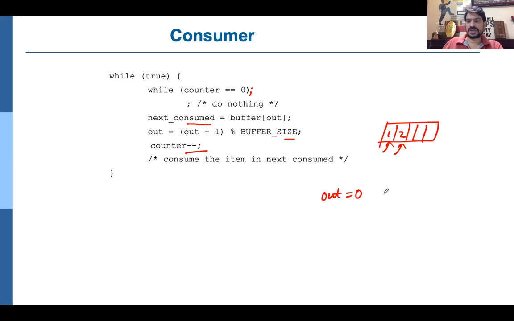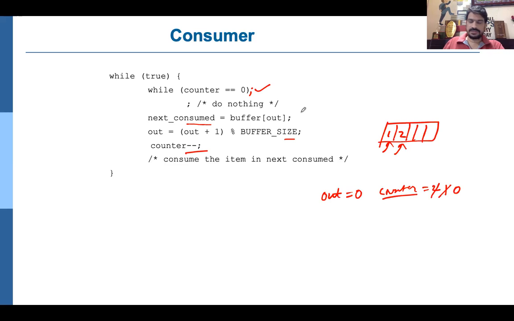Once the counter, here what we have, the counter value is 2. Once it does one consumption, it will be 1. It will do another consumption, it will be 0. Once the counter value is 0, it cannot do anything, and it will go into an infinite loop. So this is how a producer consumer works.